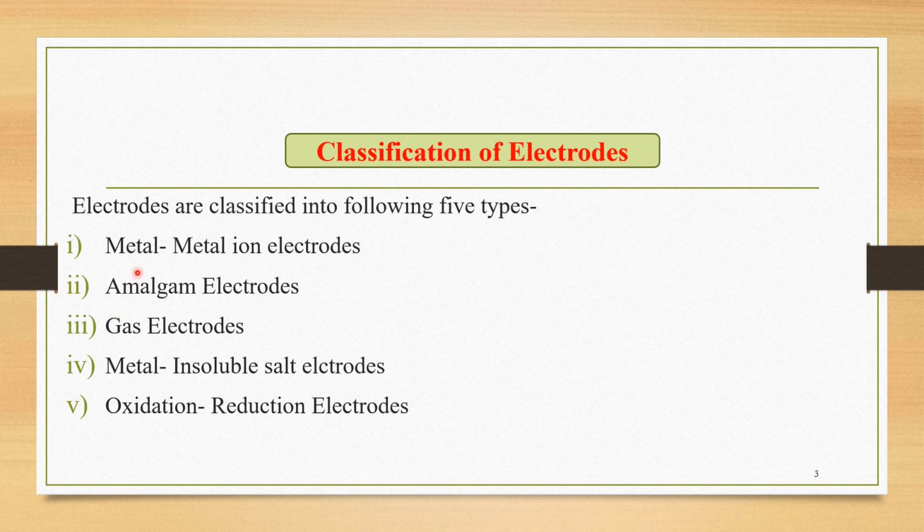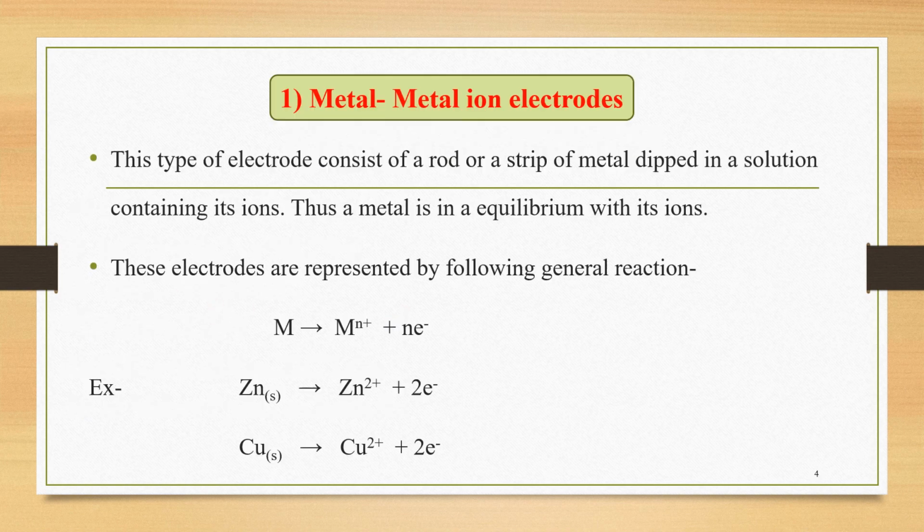The first one is metal ion electrodes, the second one is amalgam electrodes, the third one is gas electrodes, the fourth one is metal insoluble salt electrodes, and the last one is oxidation reduction electrodes. These are the five important types of the electrodes. Let us look towards these electrodes one by one. The first important type of electrode is metal ion electrodes.